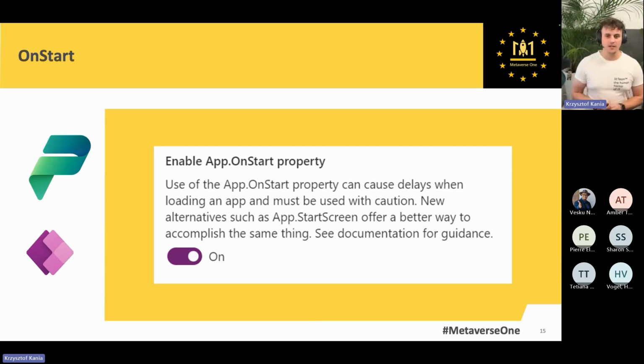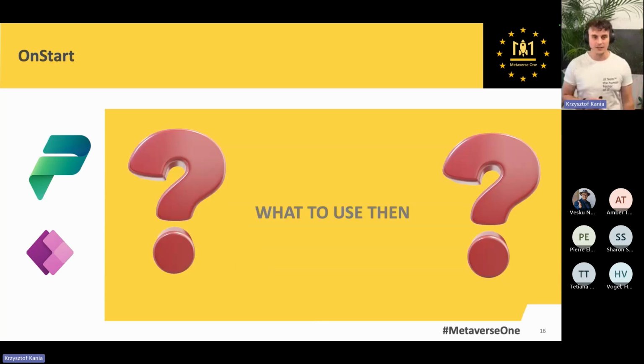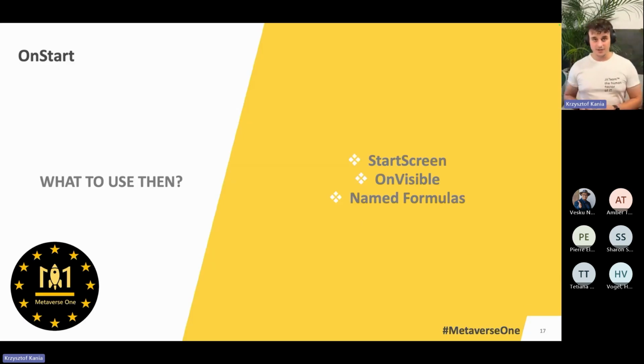We should think about if we really need OnStart, because even Microsoft says, is it a good idea to go with the OnStart property, right? We have alternatives. So let's go with the alternatives that we can use. So the main question is, if there is an alternative, what is it? It is the start screen property.